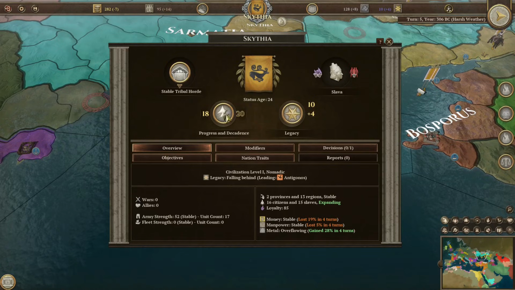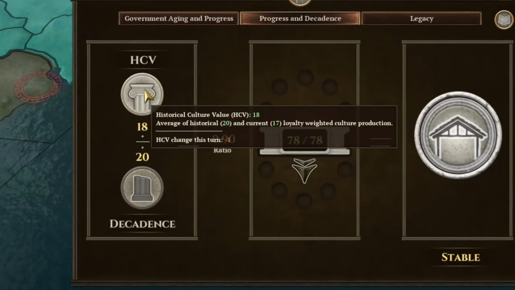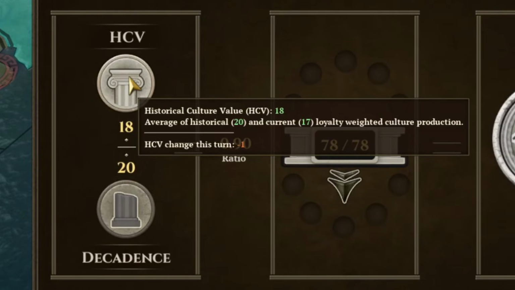This is early game, so the numbers are much lower. The first one is historical culture value. As you can see, the value is 18. This is calculated as an average of the historical culture in my empire in the last 25 rounds, so 25 years, and the current loyalty weighted culture production, 17.